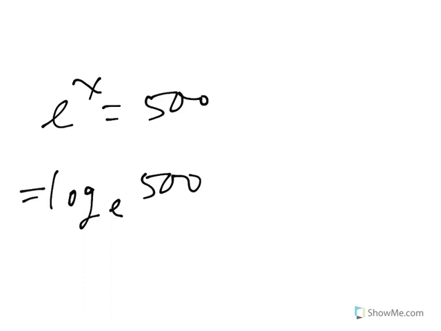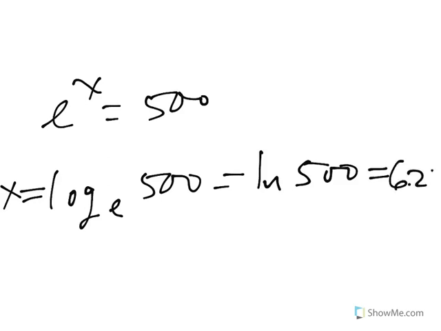You could also do that question by sort of rearranging. We're saying that this is the same thing as saying log base e of 500. X equals log base e of 500, which is the same thing, just by definition, as ln 500, which is 6.21. So that's e and the related thing, ln, the natural logarithm.